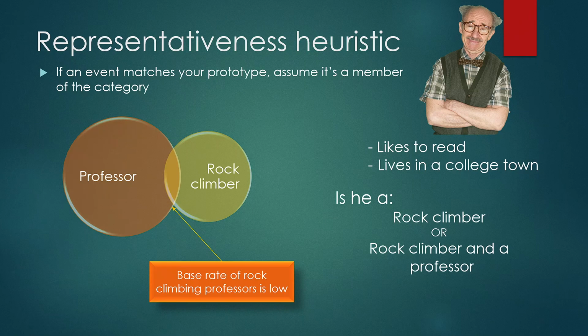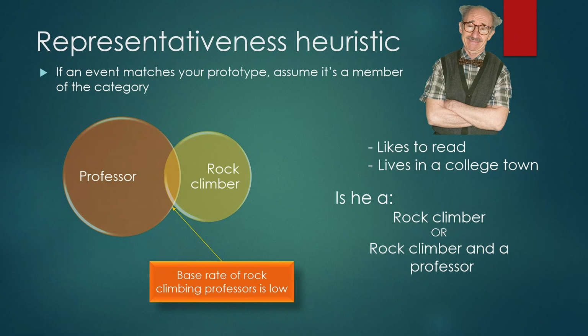And that's what the representativeness heuristic does to us. It tells us, I know it's unlikely numerically, but it doesn't really matter because, I'm sorry, he looks like a professor. I'm going to say that. And so we oftentimes will make the wrong judgment, at least statistically.